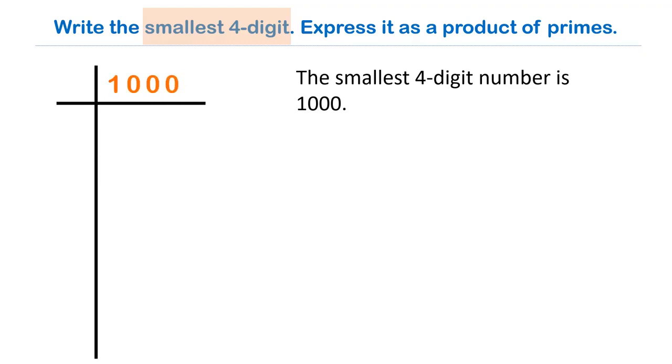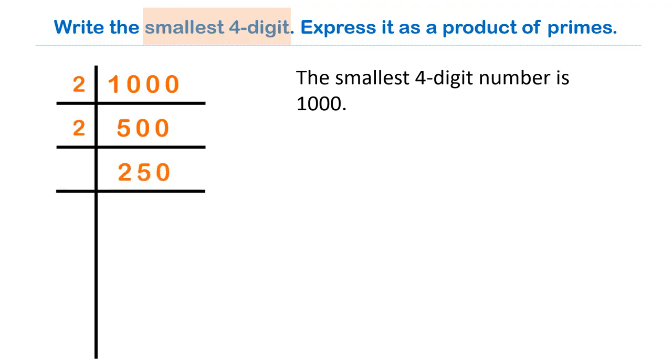1000 is an even number, so it is divisible by 2. So write 2 to the left of 1000 and divide. We get 500. Again, 500 is an even number, so it is divisible by 2. So write 2 to the left of 500 and divide. We get 250. Since 250 is also an even number, it is divisible by 2. So write 2 to the left of 250 and divide. We get 125. Now 125 is an odd number, so it is not divisible by 2.